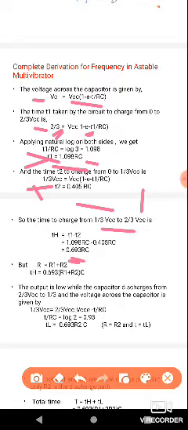Next, R is equal to R1 plus R2. The total time period 0.693 into R1 plus R2 into C is the time period of the charging section. Next, the output is low.